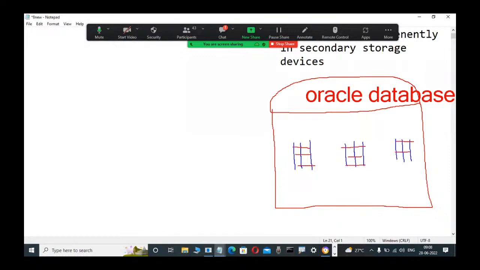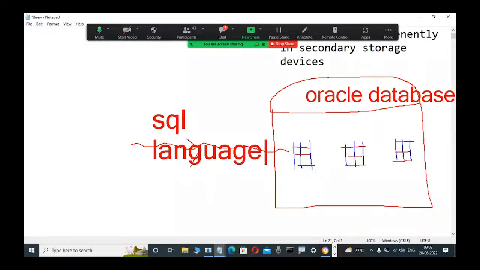A structured collection of data. Whether you are learning MySQL, SQL Server, Oracle, or DB2, any relational database has the same concept. Once a structured collection of data is there, you operate on this data using one specialized language. Which language? If you attended yesterday's class you have an idea: SQL, Structured Query Language. By using this language we operate on the data in these databases.